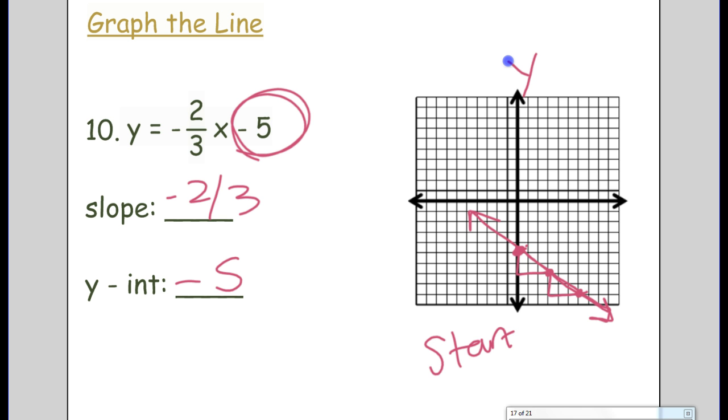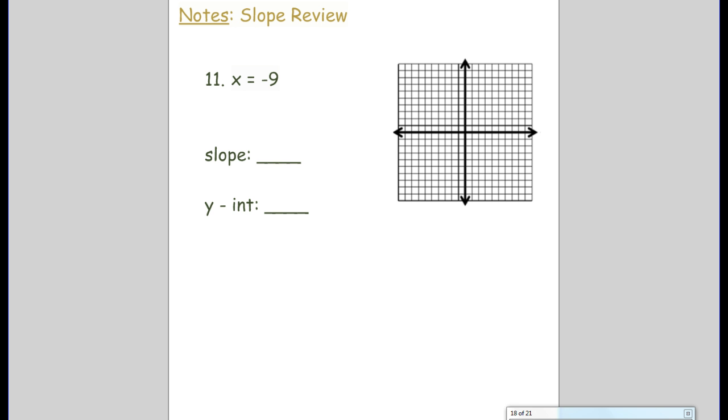I didn't have to do it 2 times. I could have just done it 1 time. But it's still the same line. All the points lie on the line. Alright, whoa, I'm losing you. Okay, so the next one says x equals -9.